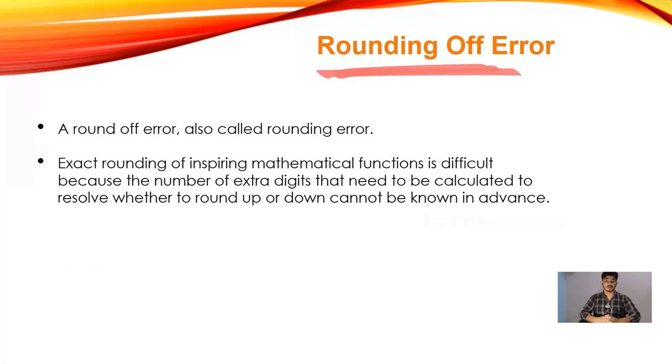Rounding error, also called rounding error. Exact rounding of a mathematical function is difficult because the number of extra digits that need to be calculated to resolve whether to round up or down cannot be known in advance.